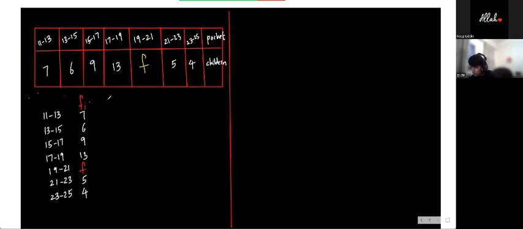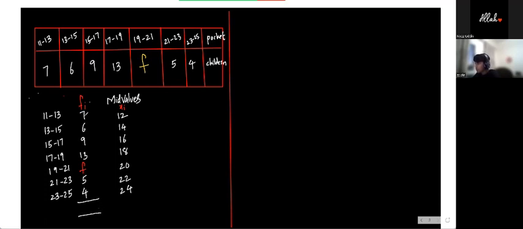What is the next? Mid values. That is denoted with xi. What's the mid value between 11 to 13? 12. Then here 14, then 16, 18, then 20, then 22, 24. The sum of this one we also require later.